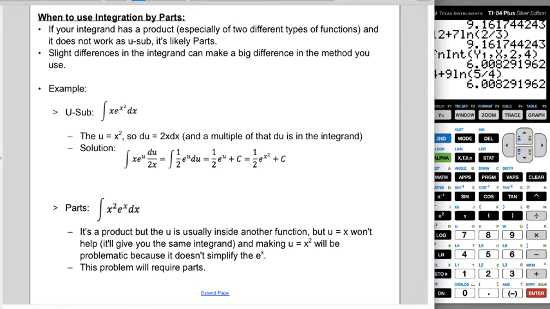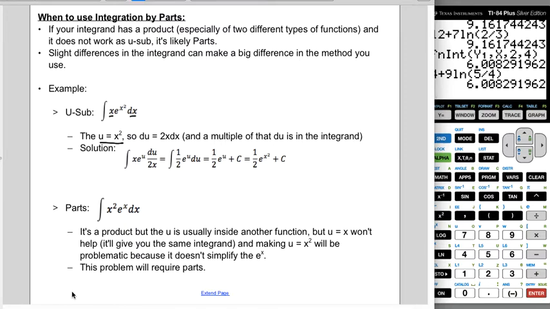So slight differences in an integrand can make a huge difference in the method you use. I want to walk you through two differences. Here we have an example of u sub: the integral of x times e to the x squared dx. See how my e to the x squared is inside a function, so I could make my u the x squared. My du would be 2x dx. A multiple of that 2x appears in the integral. There's that x dx. So I can use u sub, and I'll get that this integrates as 1/2 of e to the u du, which is 1/2 e to the u plus c, or 1/2 e to the x squared plus c.